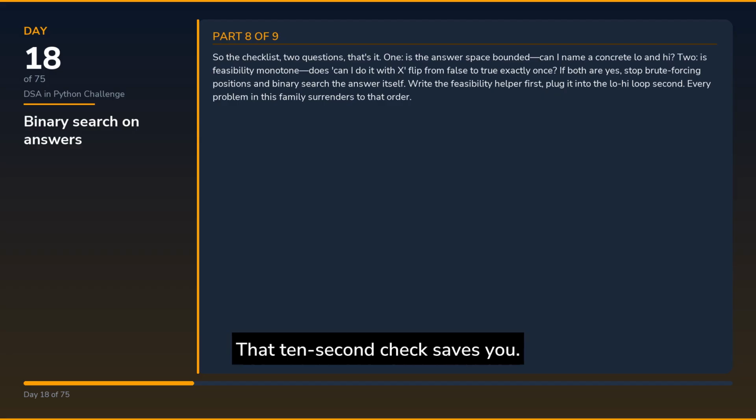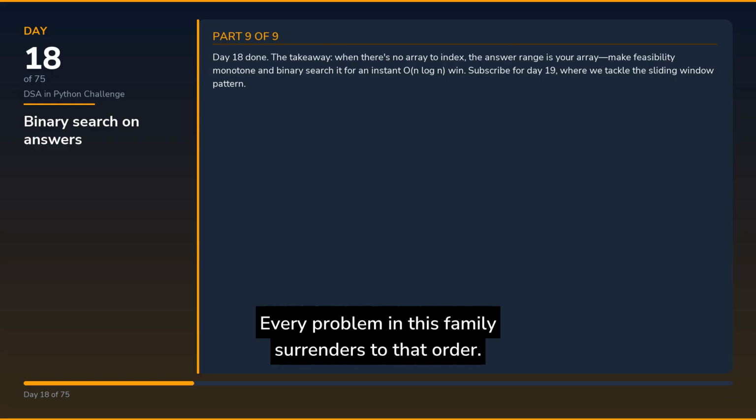So the checklist, 2 questions, that's it. 1. Is the answer space bounded? Can I name a concrete low and high? 2. Is feasibility monotone? Does can I do it with x flip from false to true exactly once? If both are yes, stop brute forcing positions and binary search the answer itself. Write the feasibility helper first, plug it into the low-high loop second. Every problem in this family surrenders to that order.